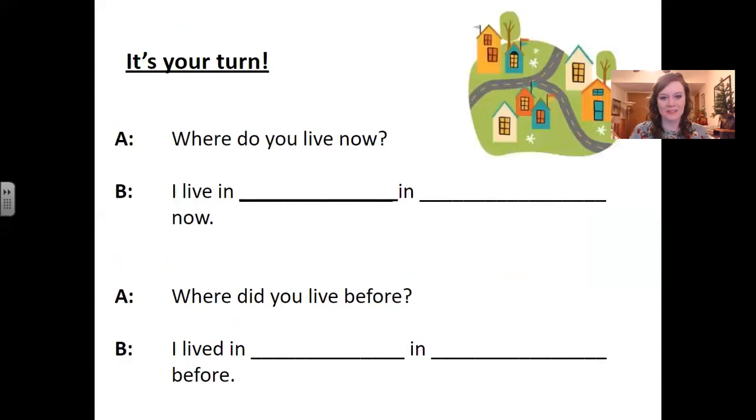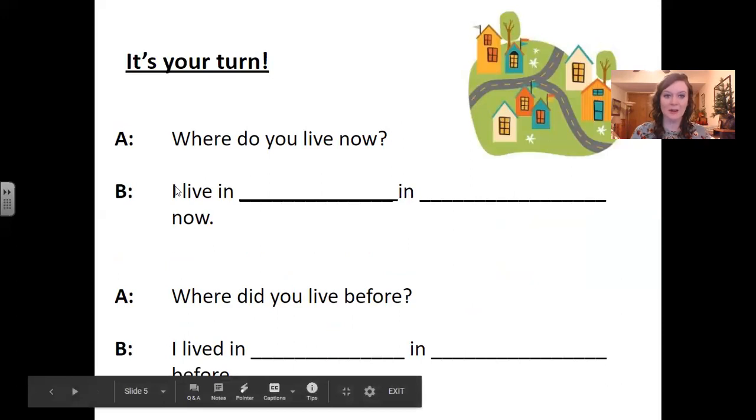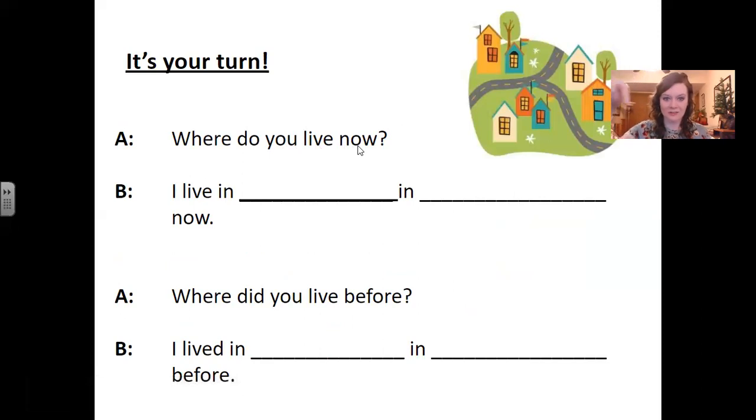What about you? It's your turn. Can you answer the two questions about you? Where do you live now? I live in, so first you're going to say, is it an apartment, a house, a townhouse, a mobile home? In, and then I want you to say the name of the city and state where you live right now.